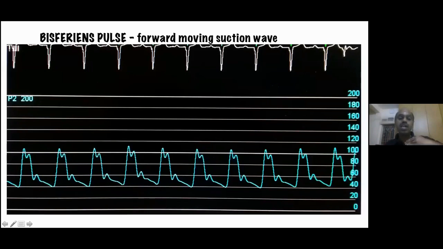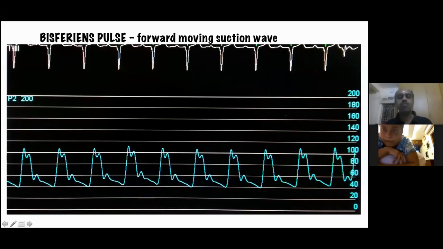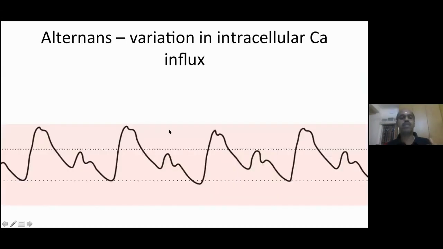And then there is a continued high amount of blood being pushed across from the LV into the aorta, which sends a forward moving suction wave, which is actually something like a Venturi effect. This Venturi effect will cause a fall in the mid systolic pressure, and subsequently it is maintained higher. So bisferiens pulse in aortic regurgitation is due to a forward moving suction wave or a Venturi effect that is due to a huge amount of blood being ejected from the left ventricle. This is also seen in hypertrophic cardiomyopathy, and we will be discussing it in hypertrophic cardiomyopathy.